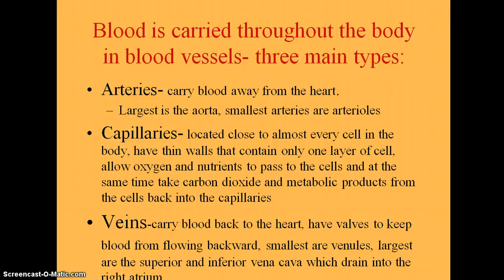Blood is carried through the body from arteries, first of all. Arteries carry blood away from the heart. The largest artery is the aorta, and it receives blood from the left ventricle of the heart and then branches off into all the other arteries that supply blood to the body.